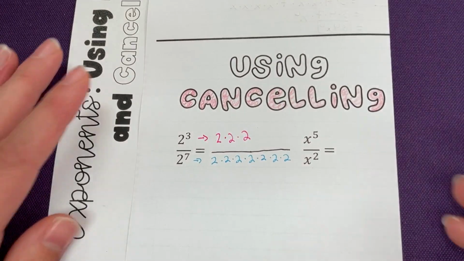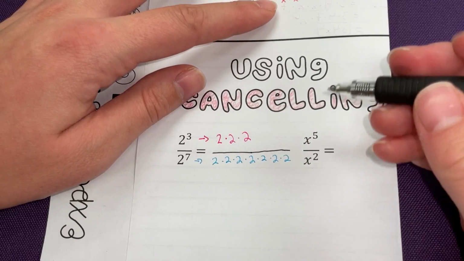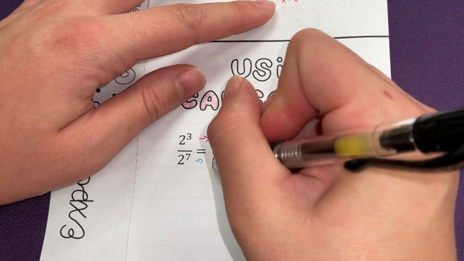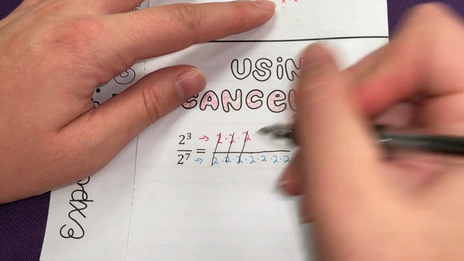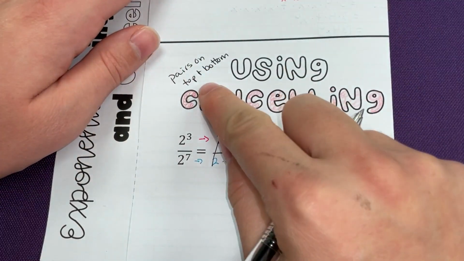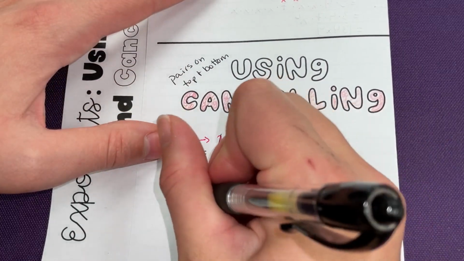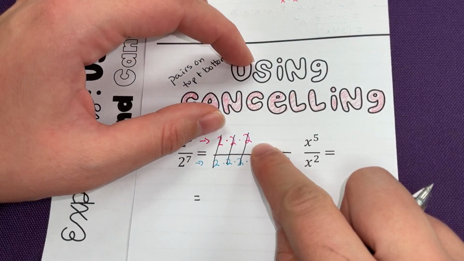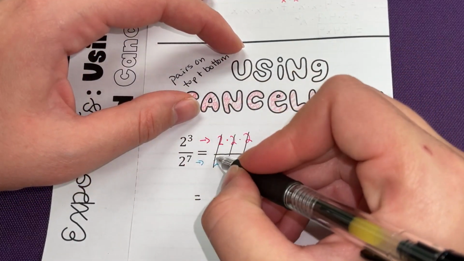Now, what happens is if you have the same number or variable up top, what you can do is this cancels, this cancels, this cancels. You cancel pairs. So it has to be pairs that are on the top and on the bottom. Now they cancel all the way through. So if there is nothing left up top, that's a 1, right? Because this is saying 2 divided by 2 is 1.